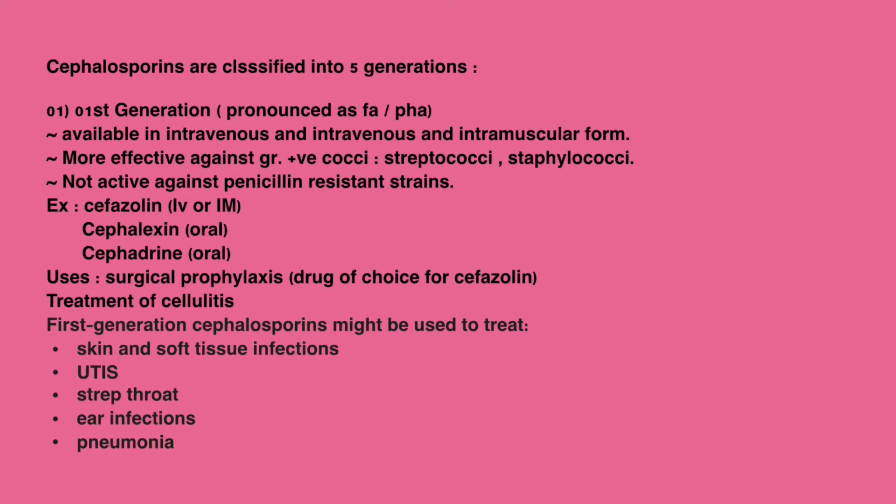They're more effective against gram-positive cocci, streptococci or staphylococci, not active against penicillin resistant strains, and they are less effective against gram-negative bacteria. So the drugs are cefazolin, which is IV or IM, cephalexin oral, cephradine is oral, and the uses are surgical prophylaxis, for which cefazolin is the drug of choice. Treatment for cellulitis. So the first generation cephalosporins might be used to treat skin and soft tissue infections, UTIs, strep throat, ear infections and pneumonia.